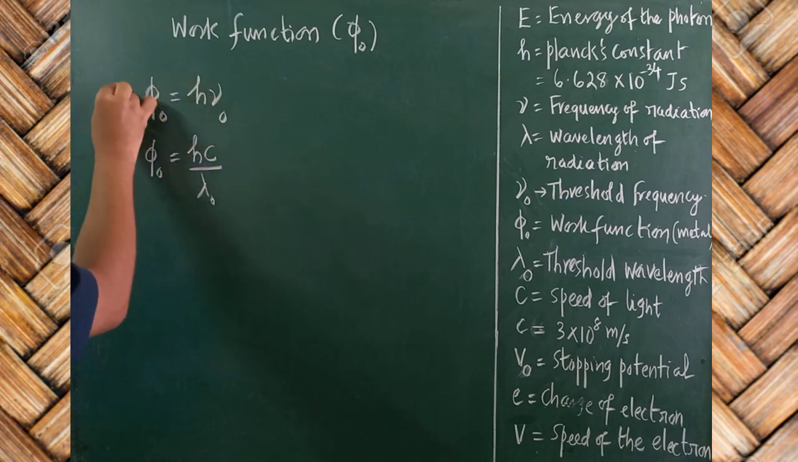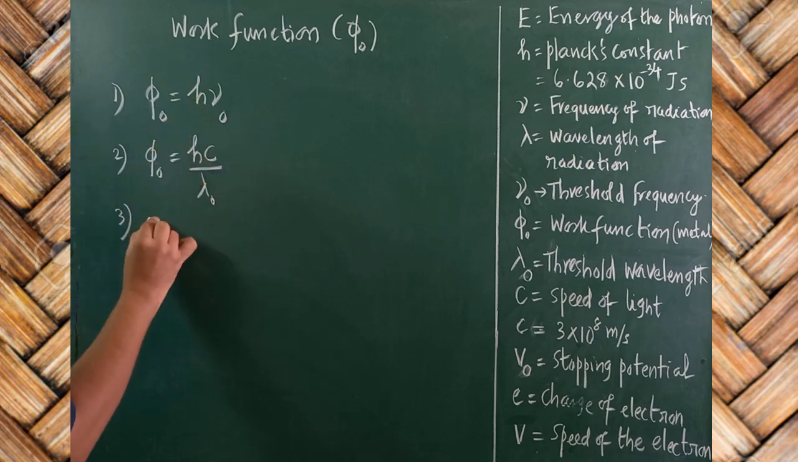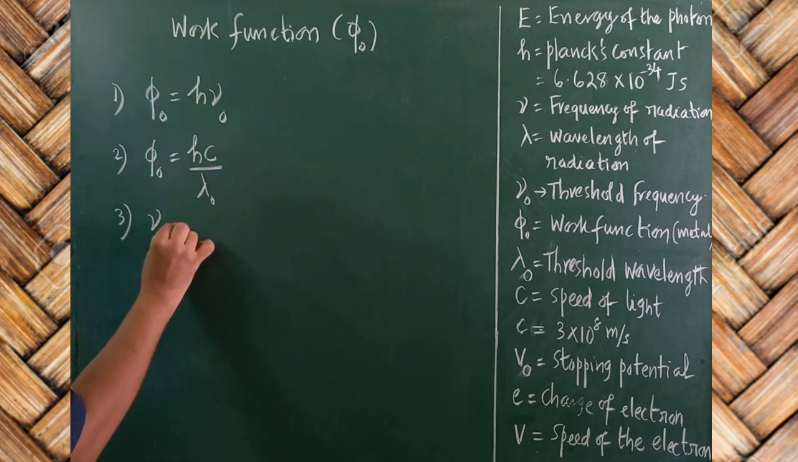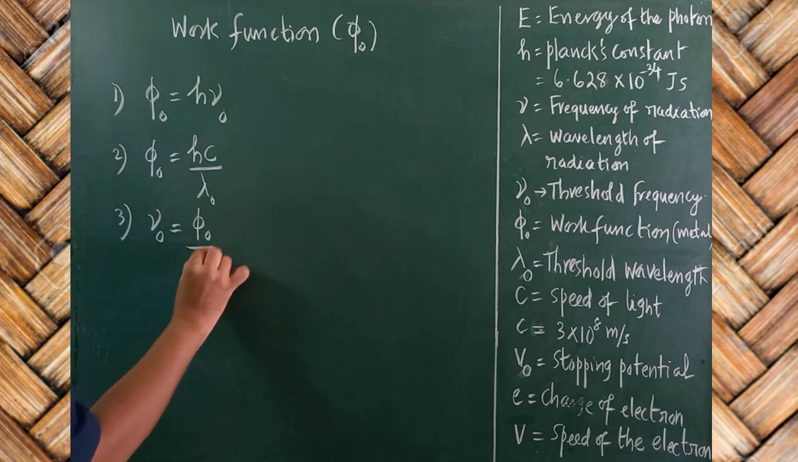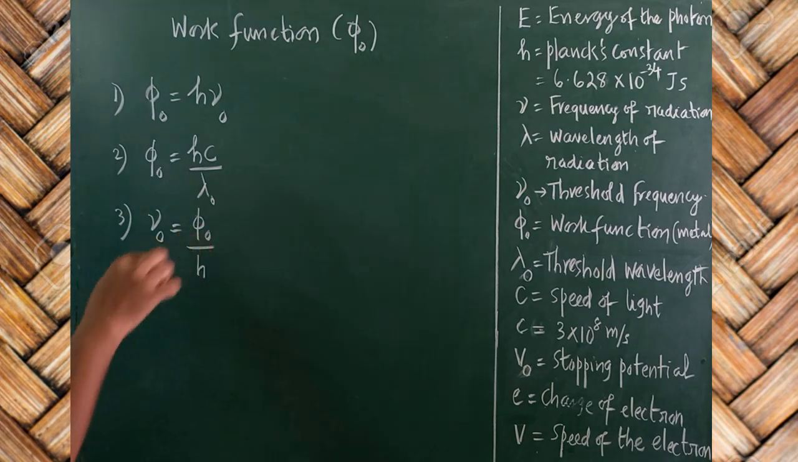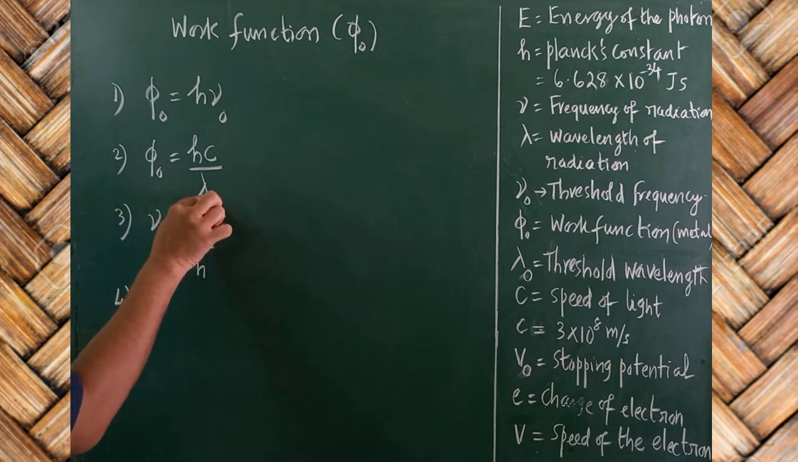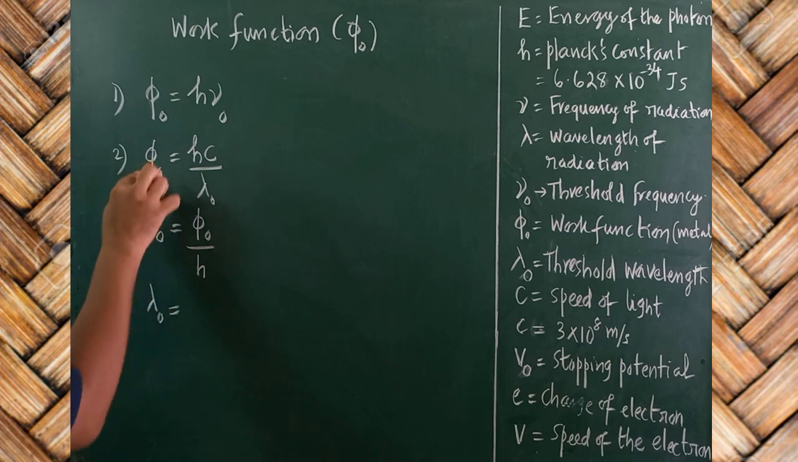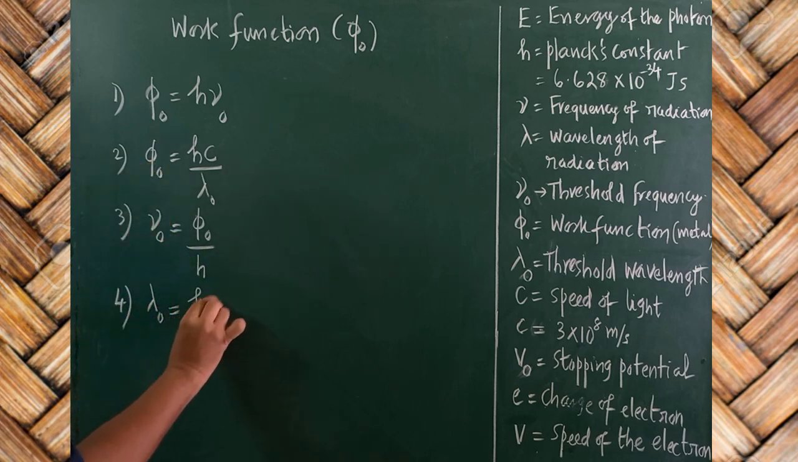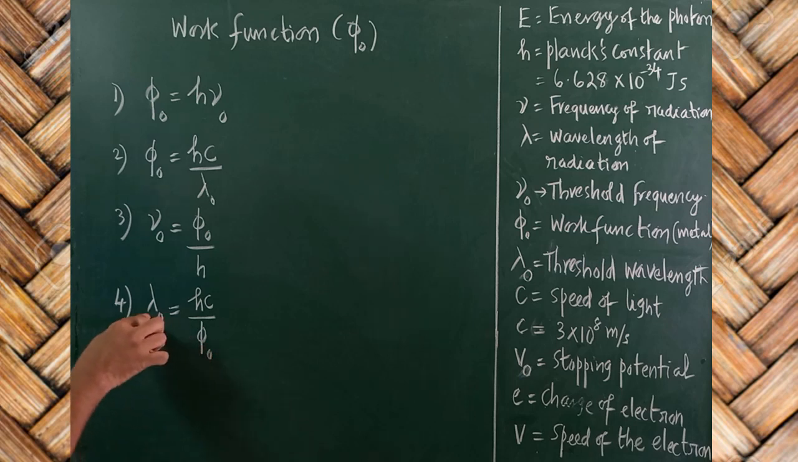From the first one, we are able to derive another formula. Threshold frequency can be calculated: nu naught is equal to work function divided by h. In that format, another formula can be derived. The fourth one, we are able to calculate lambda naught, threshold wavelength, by using the second one. Are you clear? hc divided by phi naught. By knowing the work function, which one can be calculated? Threshold wavelength can be calculated.